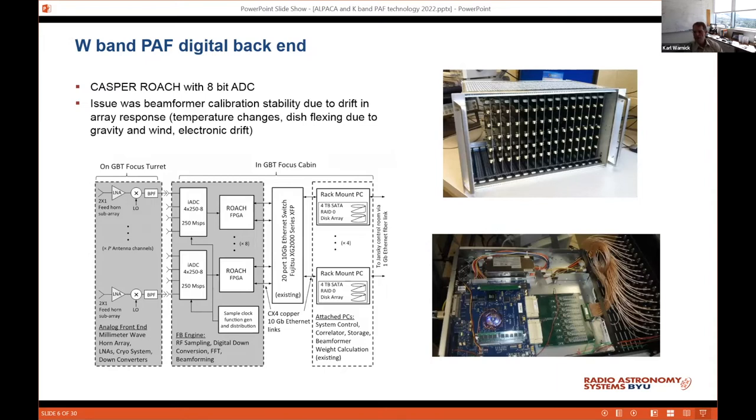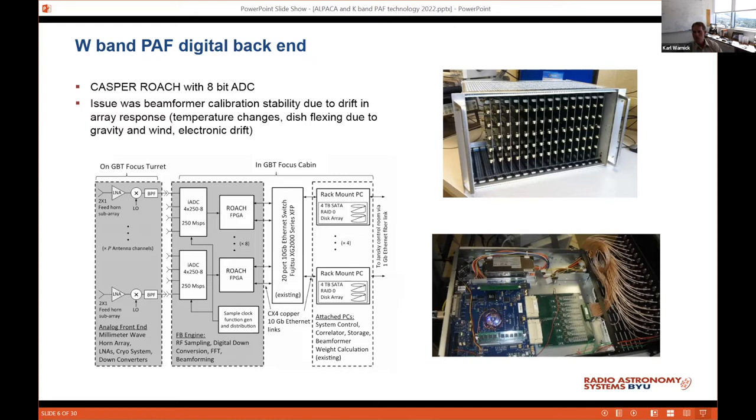Really, the fundamental issue at W-band was calibration stability. As the dish moved, gravitational flexing changed, wind and temperature drift, there are a variety of sources for changes in the response in phase and gain of each array element that made calibrating the array really challenging. It wasn't really even clear whether the array could be calibrated long enough to remain stable within just one several minute observation. We observed a lot of drift.